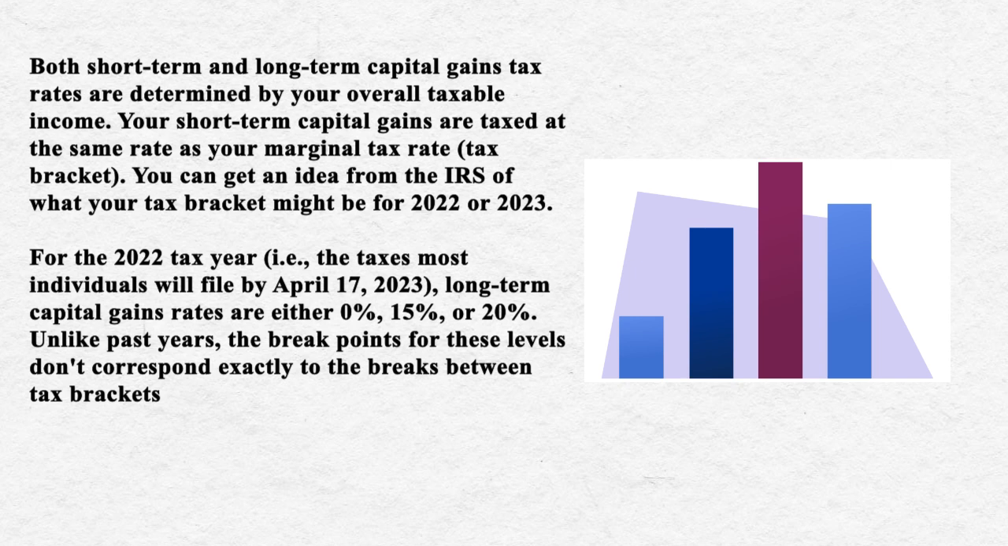Both short-term and long-term capital gain tax rates are determined by your overall taxable income. Your short-term capital gains are taxed at the same rate as your marginal tax rates. You can get an idea from the IRS of what your tax brackets might be for 2022 or 2023. For the 2022 tax year, the taxes most individuals will file by April 17, 2023. Long-term capital gains rates are either 0%, 15%, or 20%. Unlike past years, the breakpoints for these levels don't correspond exactly to the breaks between tax brackets.